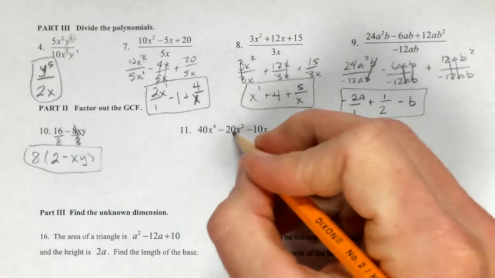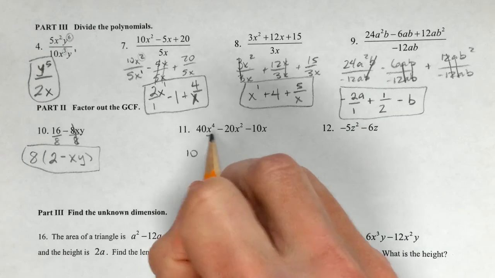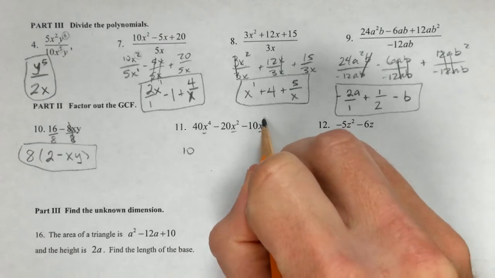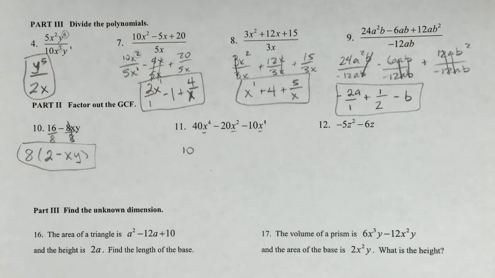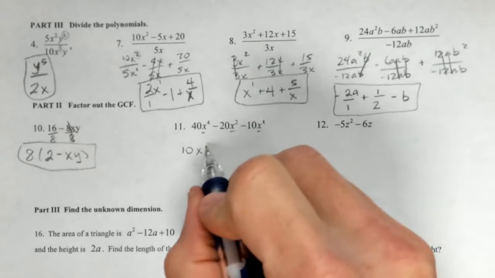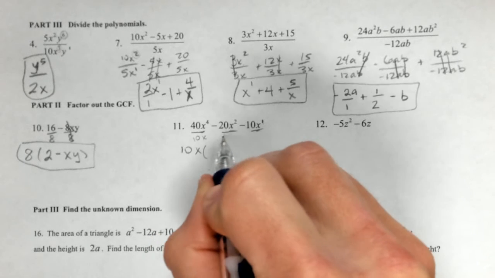Same thing here, factor out the GCF. The GCF is 10. All of those have an x. So all of those have the same variable. If they have the same variable, take out the smallest exponent, which in this case is 1. So I know I'm factoring out a 10x to the first power. Okay, again, when I say factor out, I'm telling you to divide by 10x.